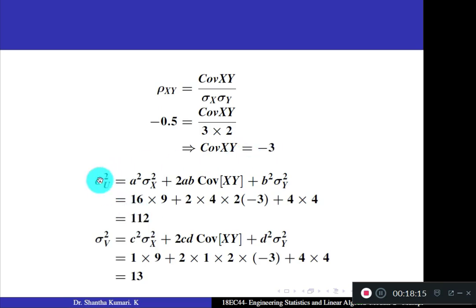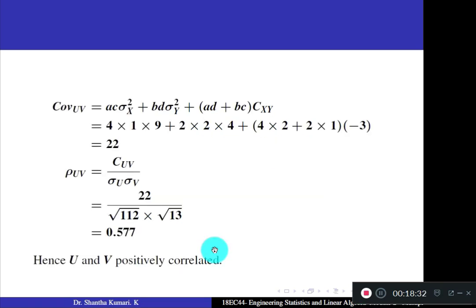We obtained variance of u using this formula. Since u is ax plus by, variance of u is a square sigma square x, plus 2ab covariance of xy, plus b square sigma square y. Similarly, you can write variance of v. And you can find covariance of uv using this formula directly. AC into sigma square x plus BD into sigma square y plus AD plus BC into covariance of xy. Correct this, I have written it as CXY. This is nothing but covariance of xy.